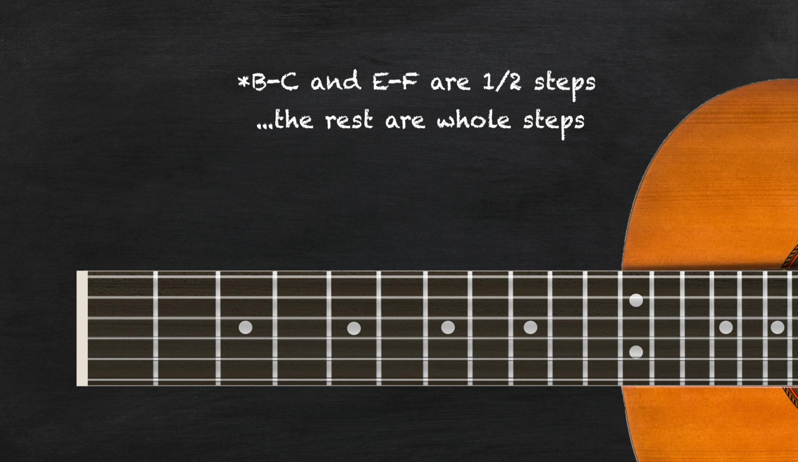The fourth string is D, so starting on D, we move up a whole step to get to E, a half step to F, whole to G, whole to A, whole to B, a half step to get to C, and then a whole step takes us back to D.